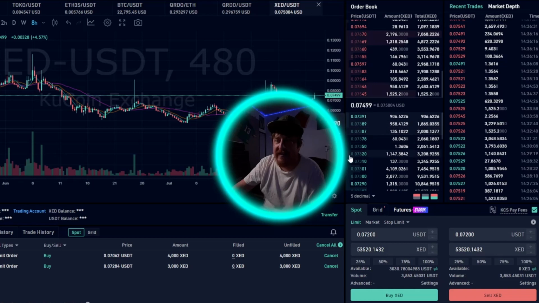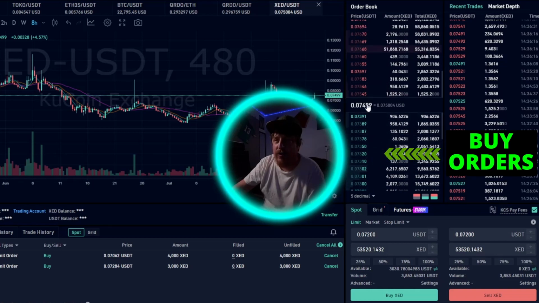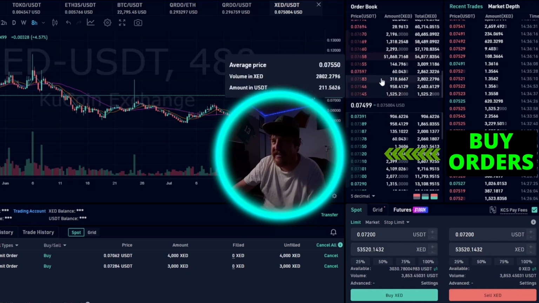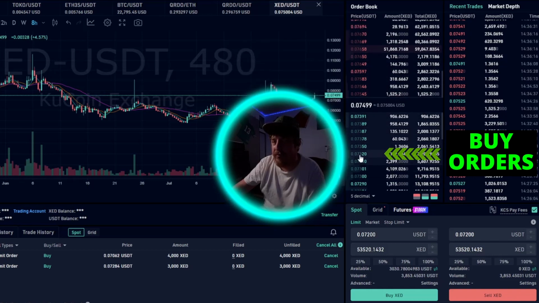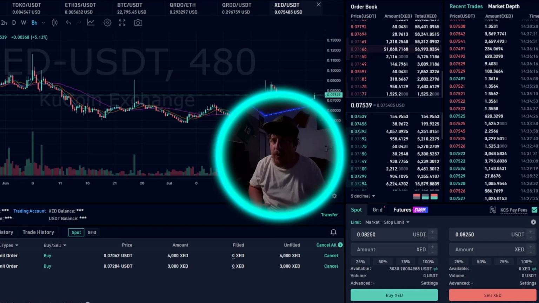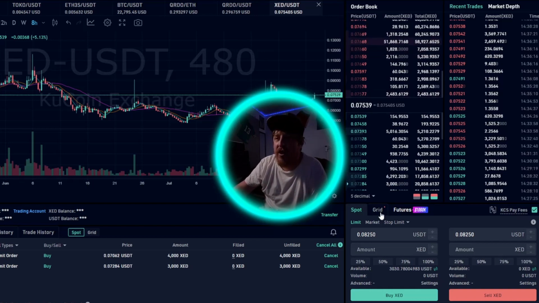On the flip side of that, you've got the green area down here. This is the area where people have placed buy orders, hoping that the price of XED in this case comes down to one of these prices and fills their order so that they can then hold some of the XED at their wanted price. And for the purpose of this video, we're going to assume that you're trying to use limit to buy a coin as quick as you possibly can or sell it. Rather than using market, you are using limit.